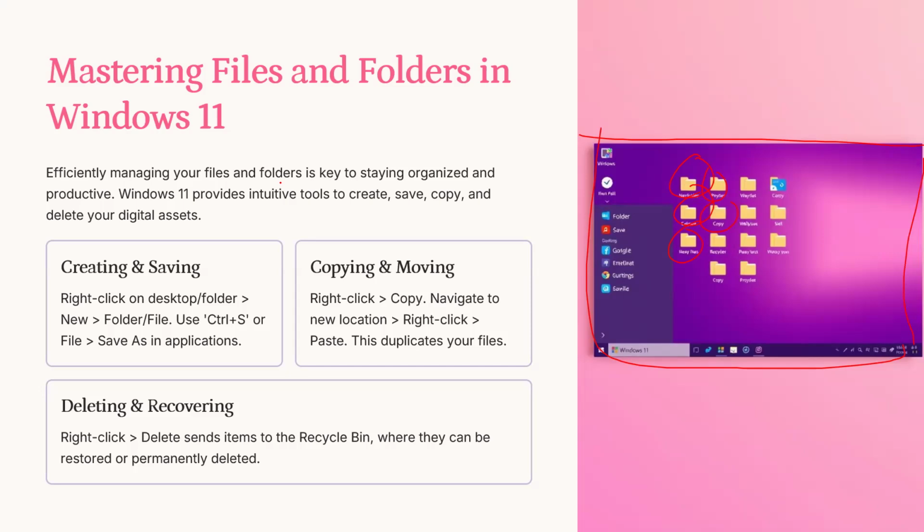If you want to create your folder, it's very simple. You right click on the desktop. If you right click on the desktop, then you either go to new folder, or you use Control S, then you go to file and then save as, and then you are good on that. For instance, I'm going to show you now. Just a moment. I'm going to share my screen.